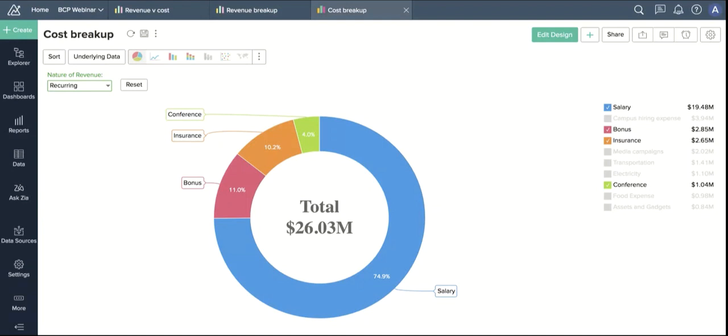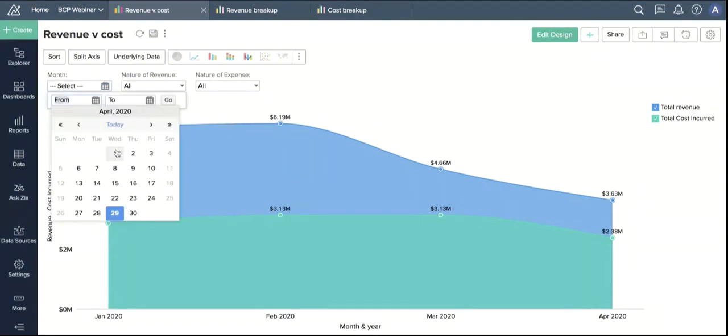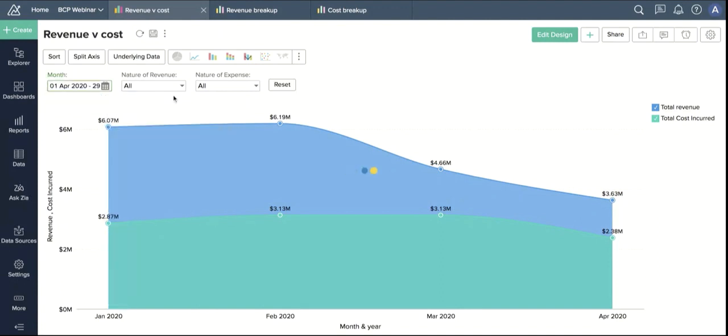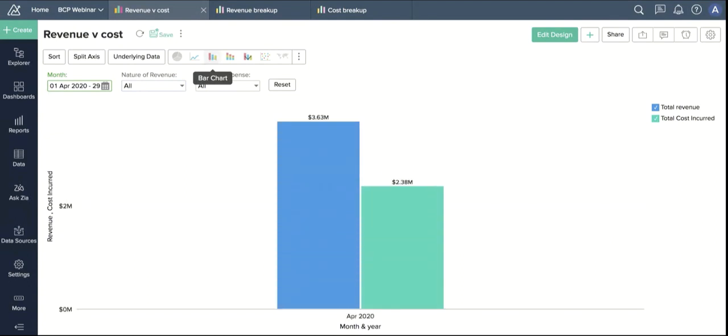Now, I'm going to show you the same analysis in a slightly different way. Let's assume that most of the businesses have adopted work from home in the month of April. So I'm setting my timeline from the 1st of April to the 29th of April. I'm visualizing the same in the form of a bar chart. The nature of revenue is only for the recurring business. All right, so I have it here. A sum total of $1.2 million is my total cost incurred for the recurring revenue business.